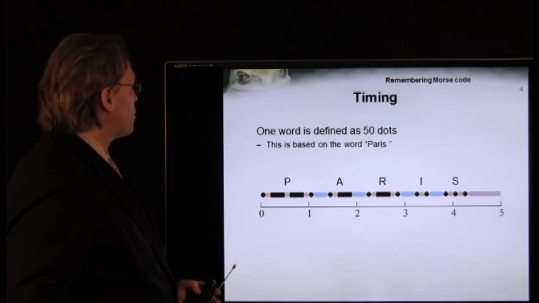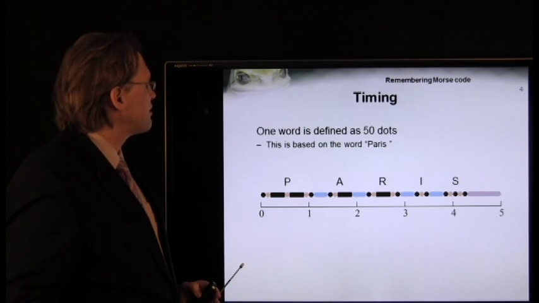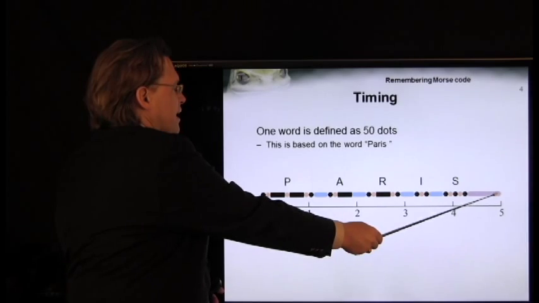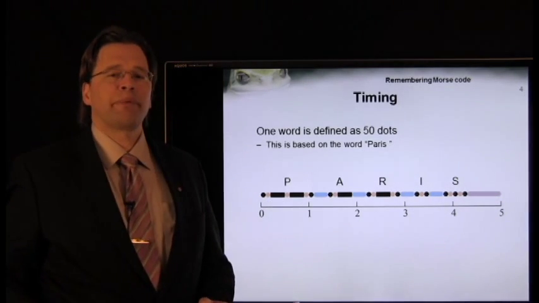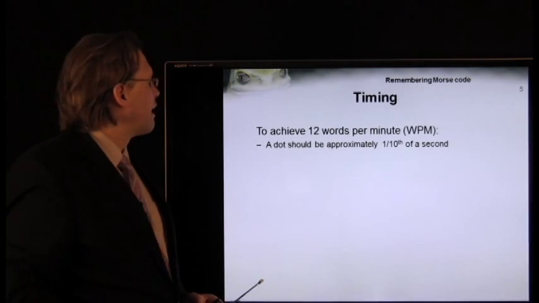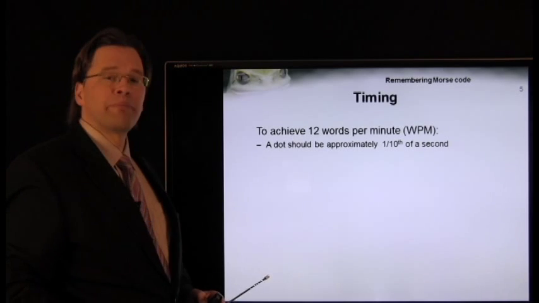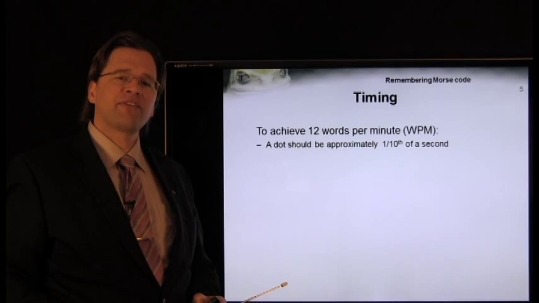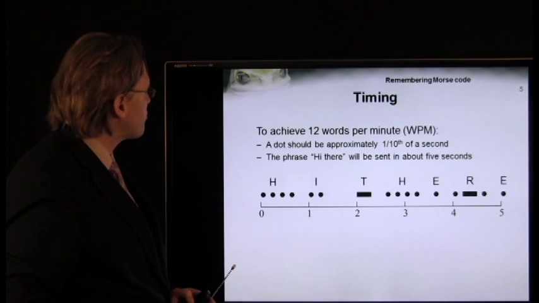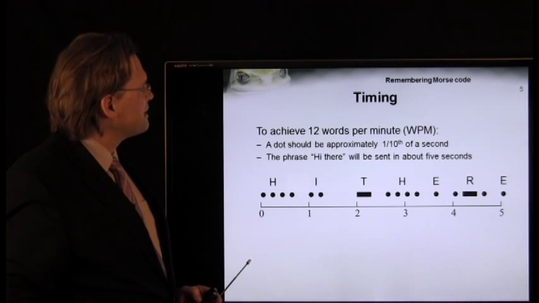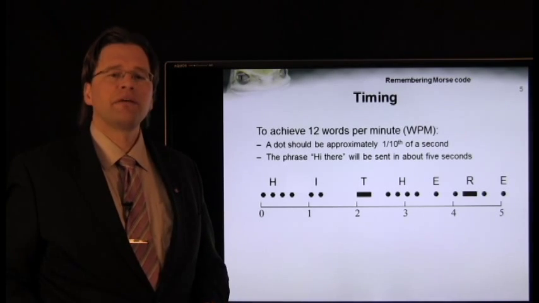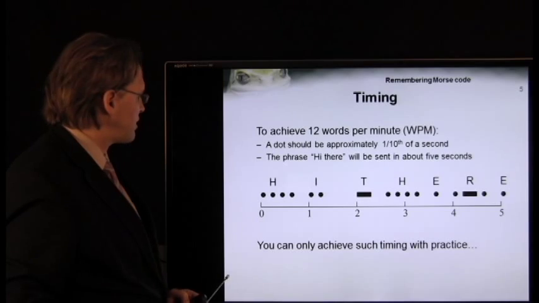Now, one word in Morse code is defined as 50 dots, and this is based on the word Paris with a trailing interword space. If you want to achieve 12 words per minute in Morse code, then a dot should take approximately 1/10 of a second. So therefore, the phrase "hi there" will be sent in just over 5 seconds. However, you're only going to be able to achieve this with practice.